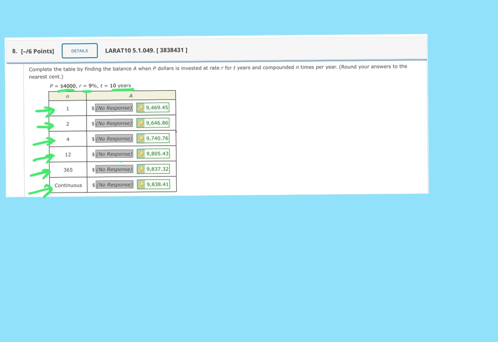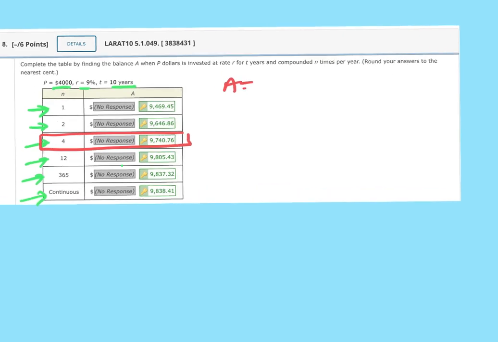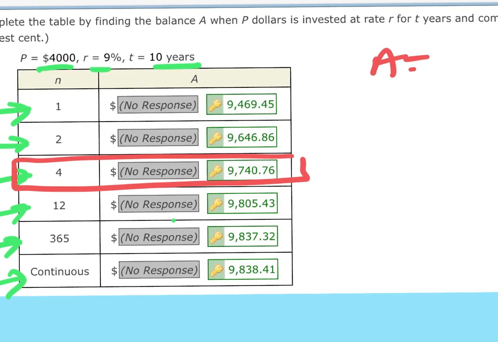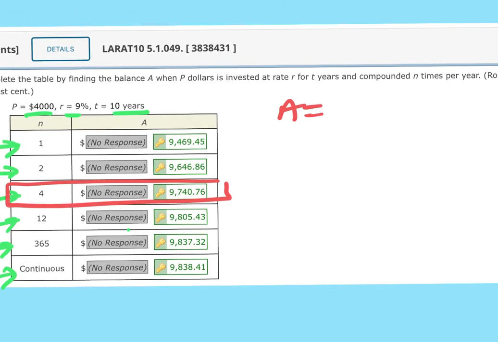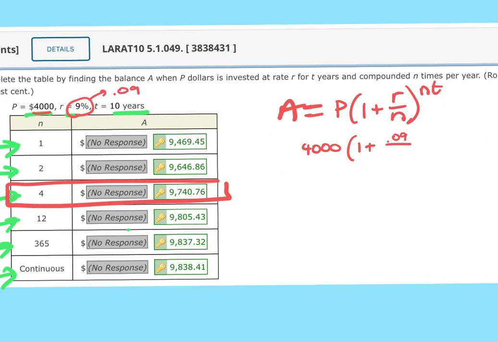But let's just say I'm going to pull the quarterly one. Your numbers are going to be different than these. So the formula is P times 1 plus r over n to the nt. And the P is how much you invested, which is $4,000 for this one. 1 plus the rate is 9%. We have to put it in decimal, so 0.09. The number of times a year, if it's quarterly, would be 4. And it would be raised to the 4 times the t, the number of years, which is 10.